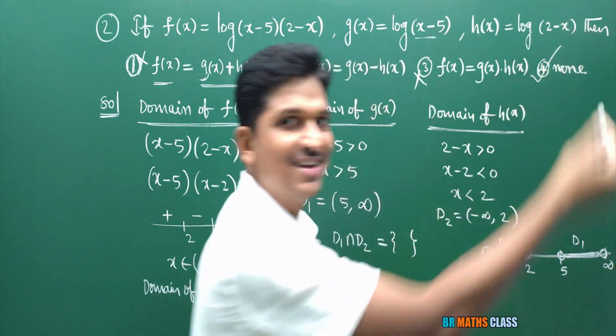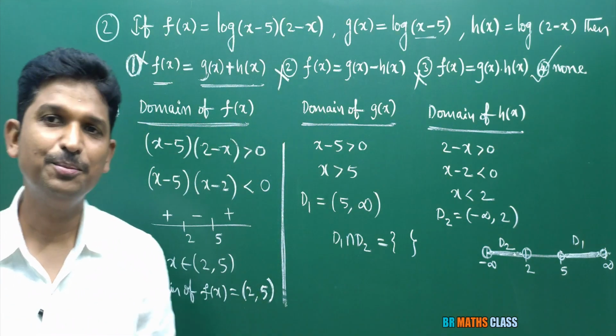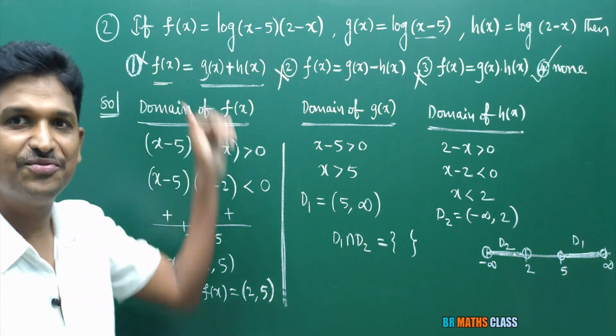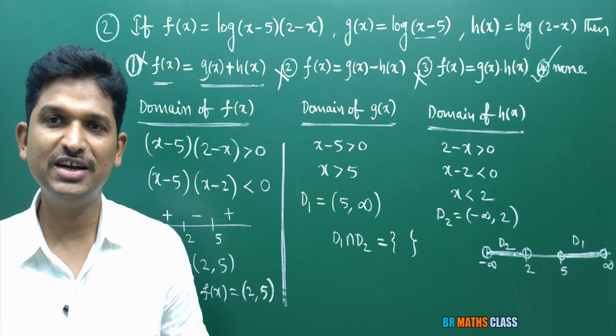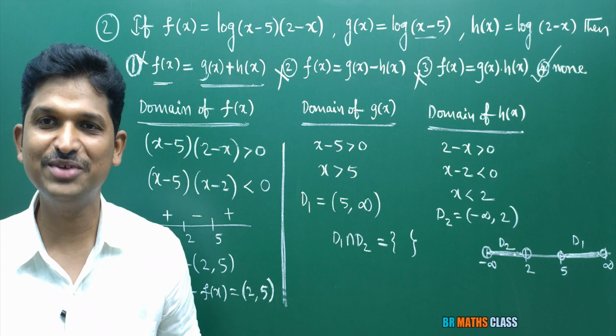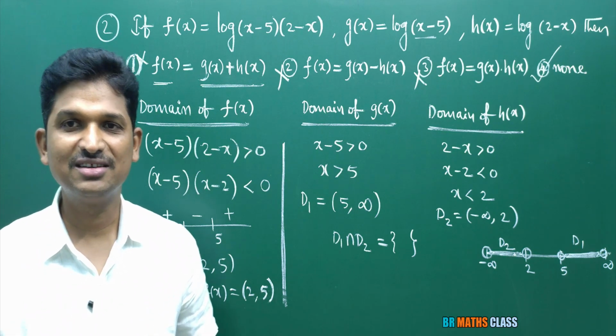None of these is the right option. So many students by mistake choose the first option, but that is the wrong option. This is actually very easy. If you know the definition of equal functions, then you can do this very easily. I hope you understand this class.